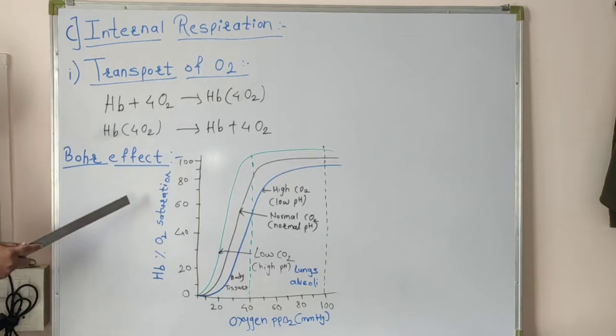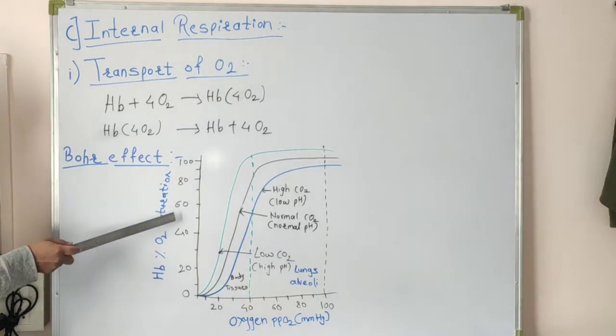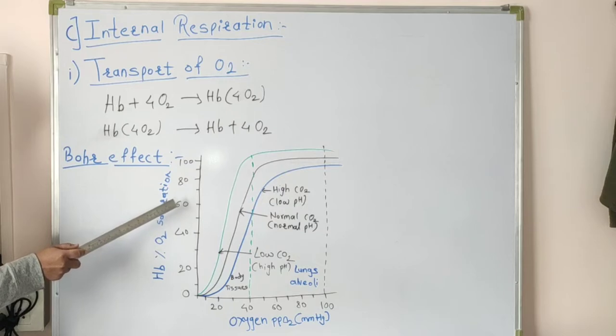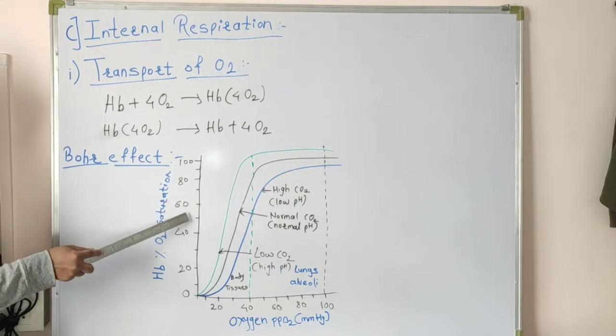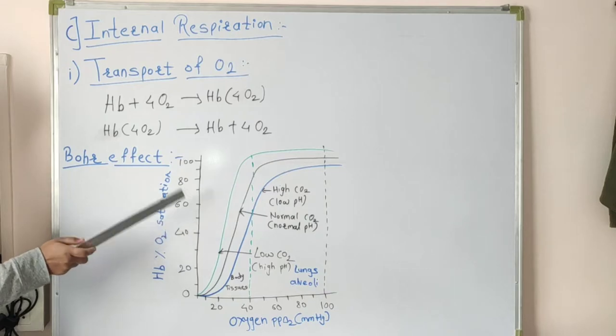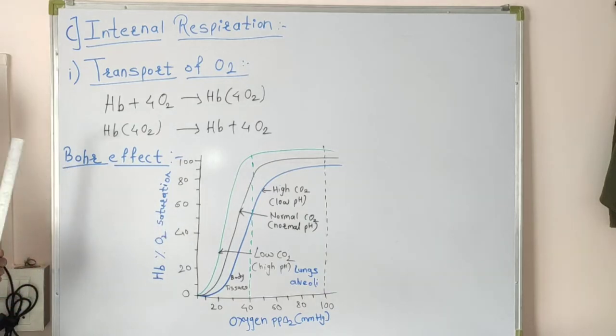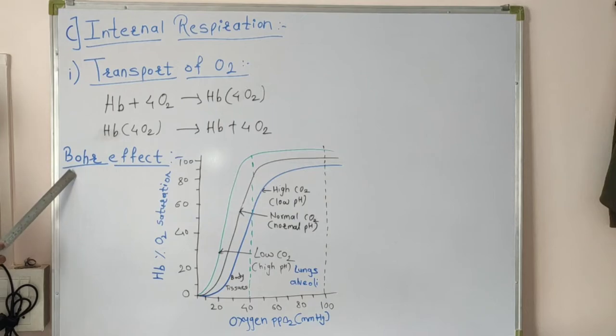Now here you can see there is one type of graph. Before starting the explanation of the graph, we will see two types of effect. First is the Bohr effect and second is the Haldane effect.